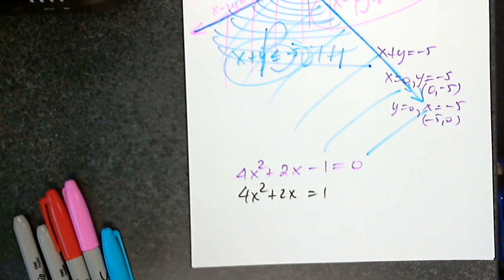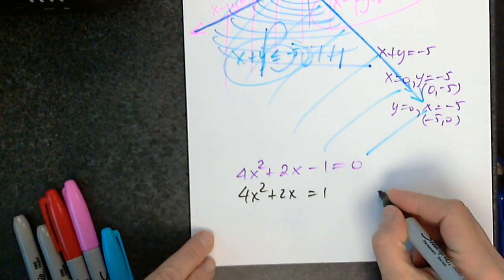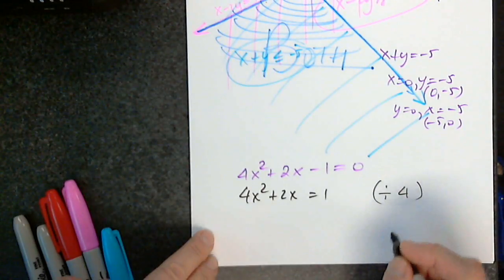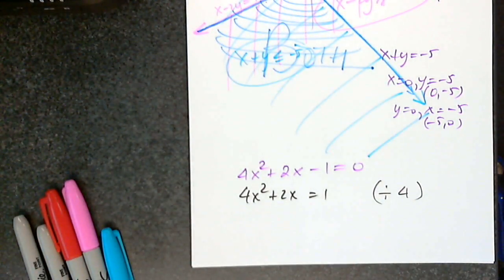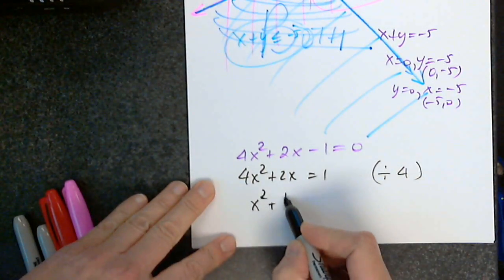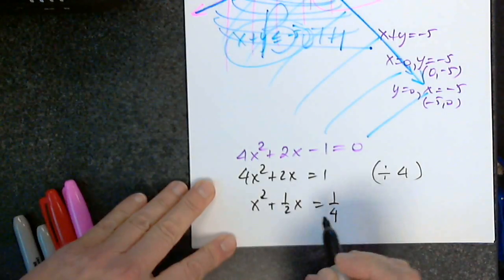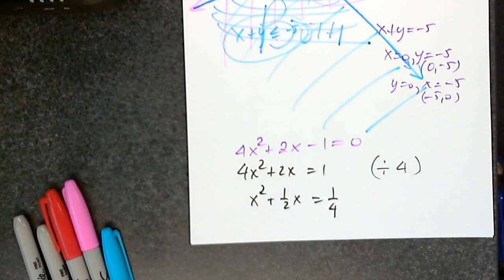The number 2. I have to divide by 4, both sides, even if 4 is not a common factor, because the leading coefficient must be 1. So that's the first step. So this is x squared plus 1/2 x equals 1/4. Only now I can start the procedure, the 4-step procedure.